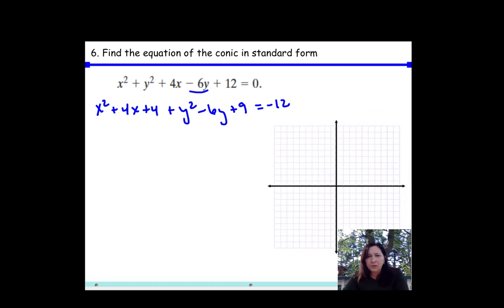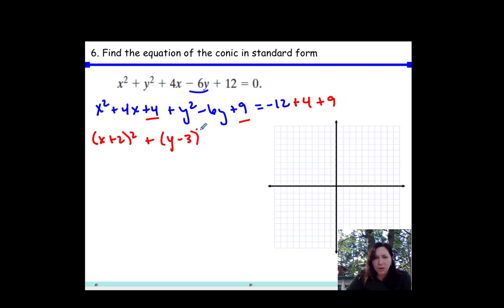but don't forget that whatever you did to one side of the equation, you have to do to the other because it is an equation. So because I added 4 and added 9, I do have to do that here. All right. So on the left side, I have x plus 2 quantity squared, plus here we have y minus 3 times y minus 3. So y minus 3 quantity squared is equal to this. 9 plus 4 is 13, and negative 12 plus 13 is 1.